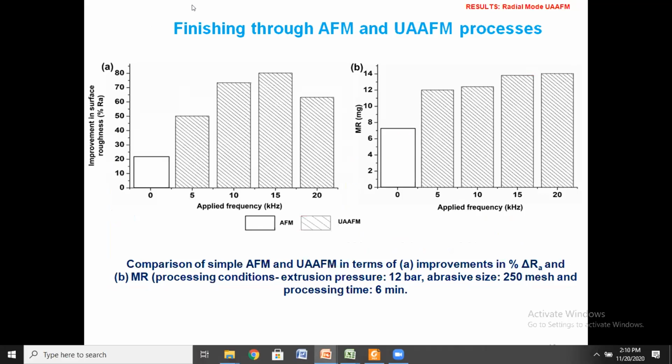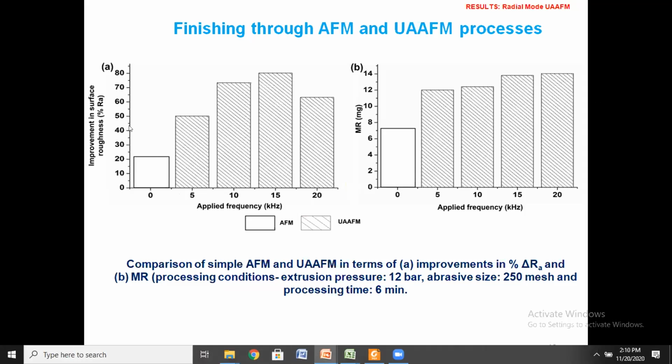So coming to finishing through AFM and UFM comparison. Here small data is compared with zero frequency and by varying frequency for both surface finish and MRR. So here it's a clear understanding that with simple AFM the percentage improvement is less. With the same time, by varying the frequency, the surface finish and material removal will vary. However, here you can observe at 15 kilohertz it is more, and then at 20 kilohertz it started going down.